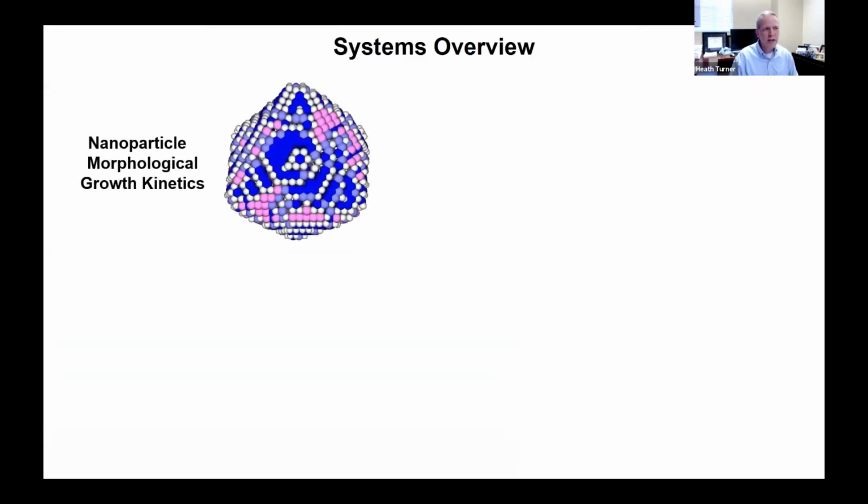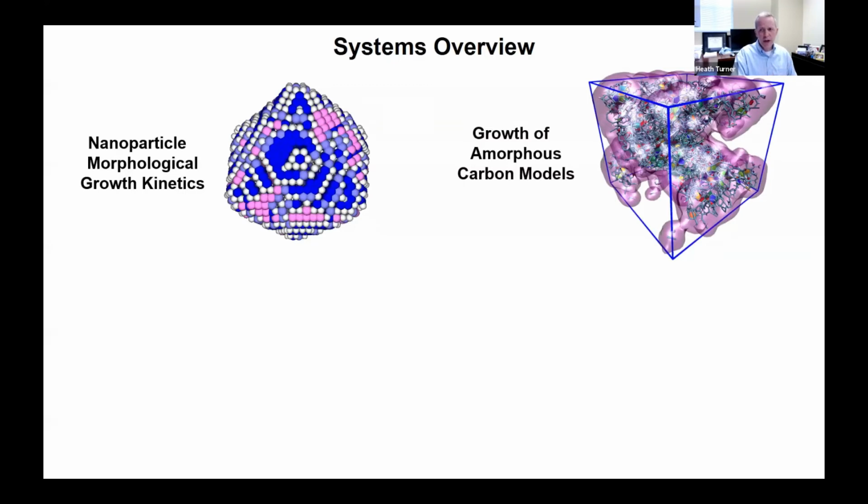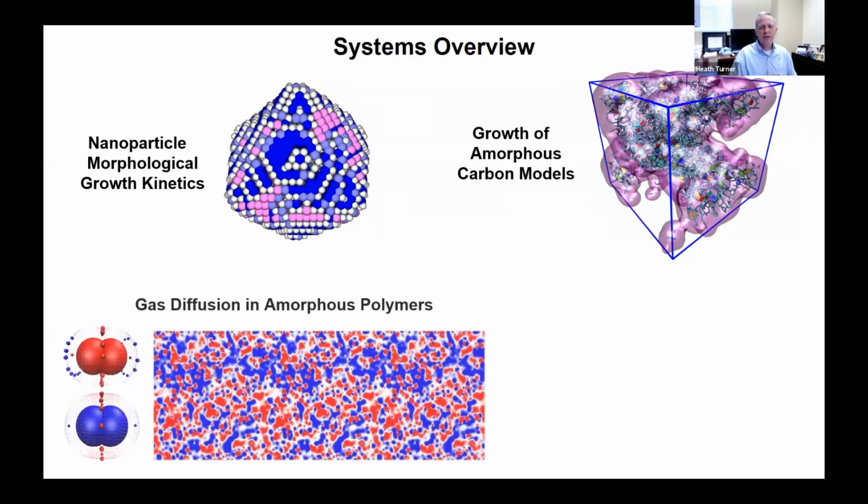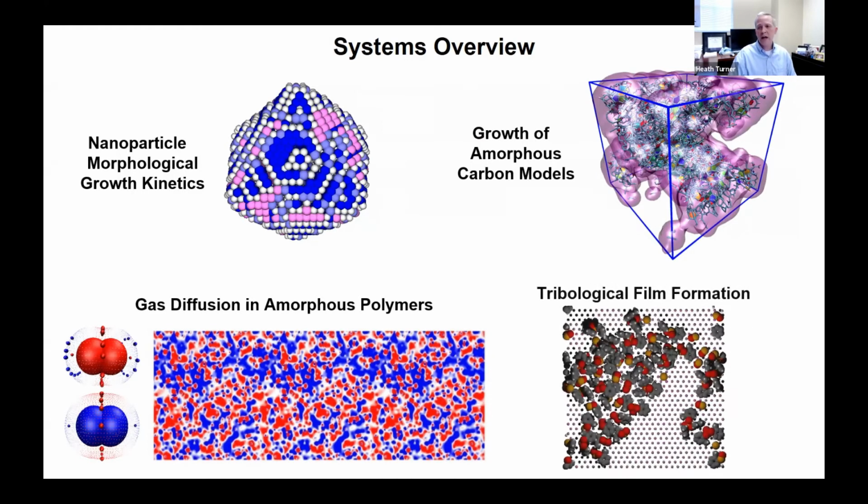So today I'll be talking about several different systems that we've been modeling. First of all, I'll talk about some metal nanoparticles and looking at the morphological growth kinetics of metal nanoparticles. We're also working on amorphous carbon models. I'm not going to talk about that just because of time. But then I'll talk about some of the amorphous polymer systems and looking at these applications in membranes and looking at gas diffusion in these systems. And then last of all, I'll talk about tribological film formation that we're performing as well.